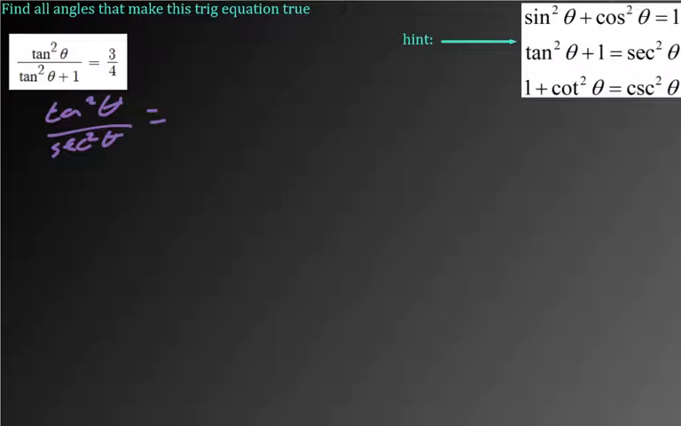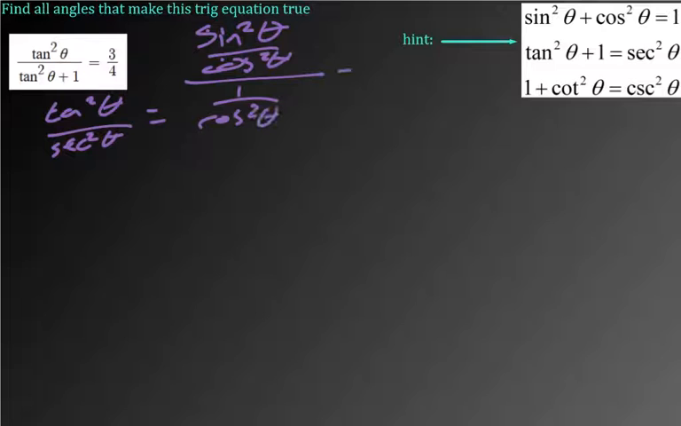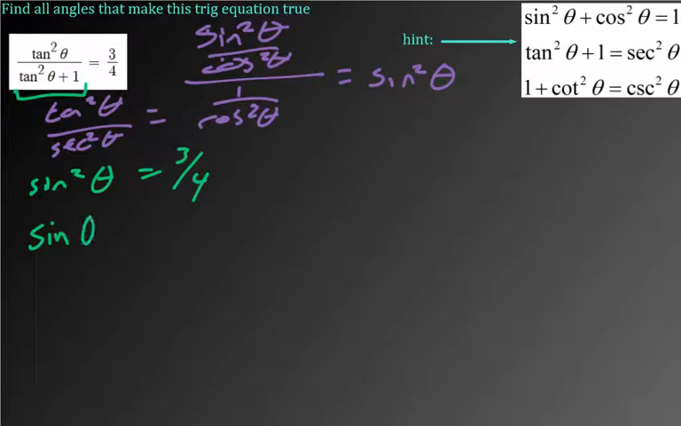And then if I do this in terms of sines and cosines, I have sine squared over cosine squared, all over 1 over cosine squared, right? And so the cosine squareds are going to cancel, and you're going to have just sine squared. So now this whole thing simplifies to sine squared theta, set equal to 3/4. Unpacking the square, sine of theta equals plus or minus root 3 over 2.